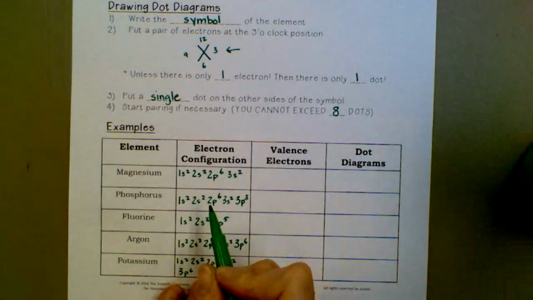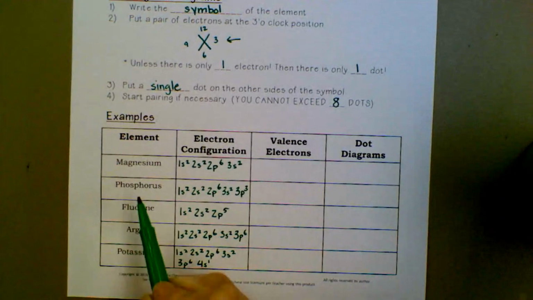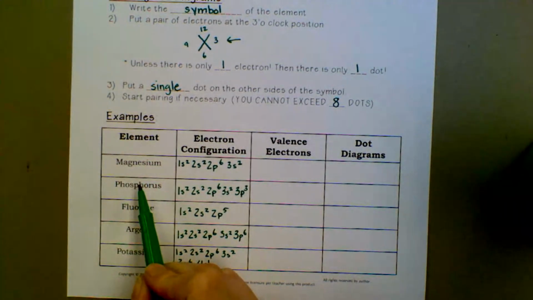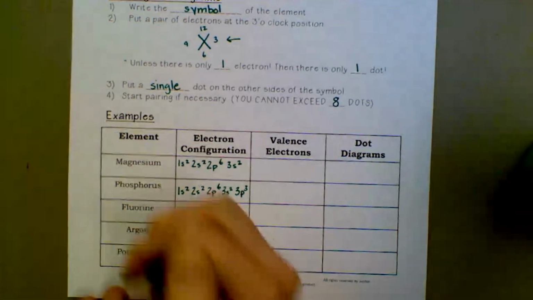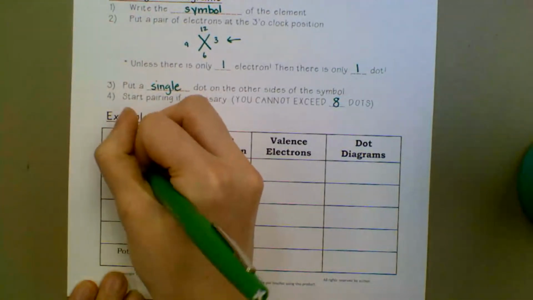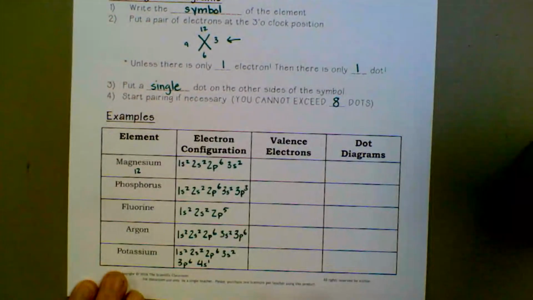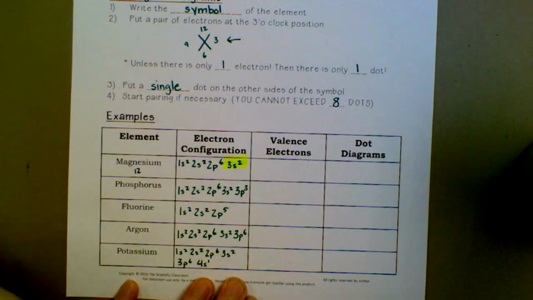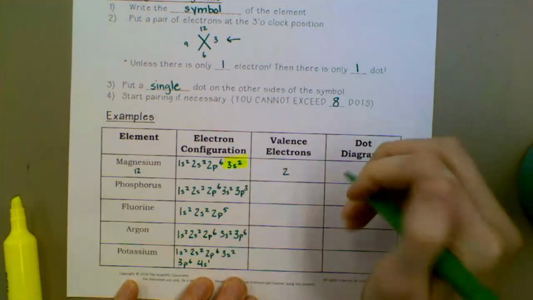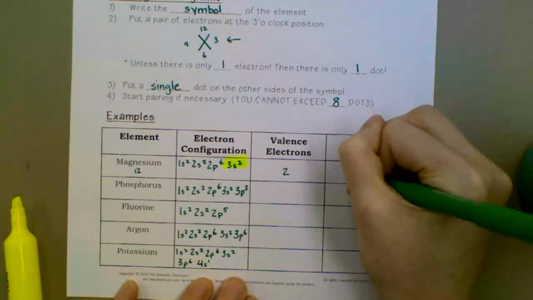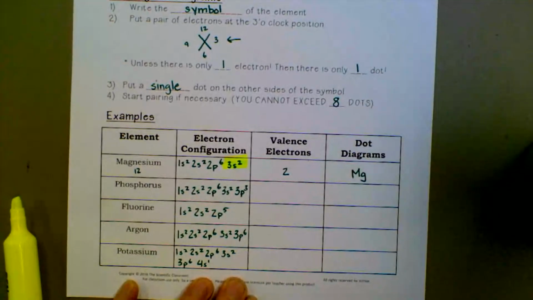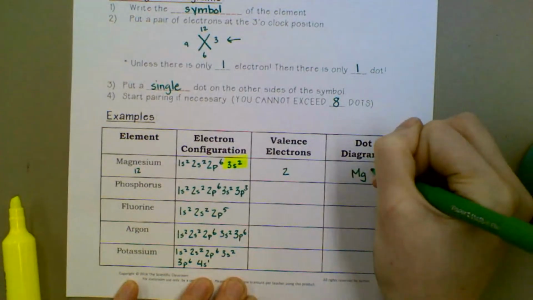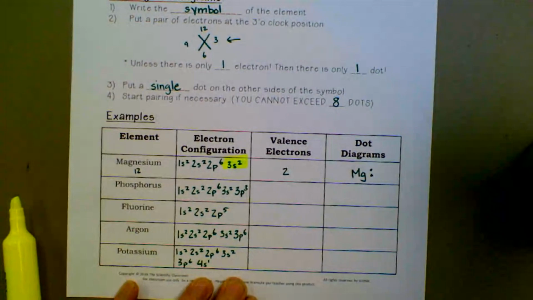So I've already written out my electron configurations here to save some time. So for magnesium, my atomic number is 12. So I have 12 electrons I'm dealing with. The only ones I'm worried about are my valence electrons, which are the ones in my outermost energy level, which are going to be my 2 valence electrons in that 3 level. I would draw my symbol, Mg for magnesium. I have 2 valence electrons. They're going to hang out on the side right here.